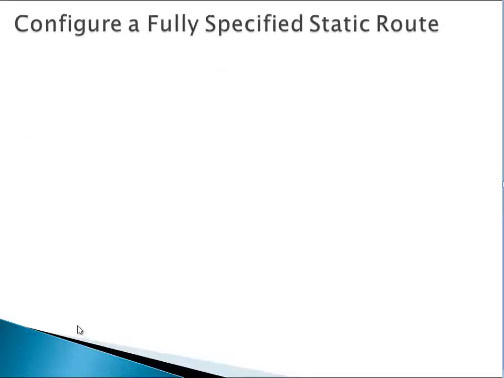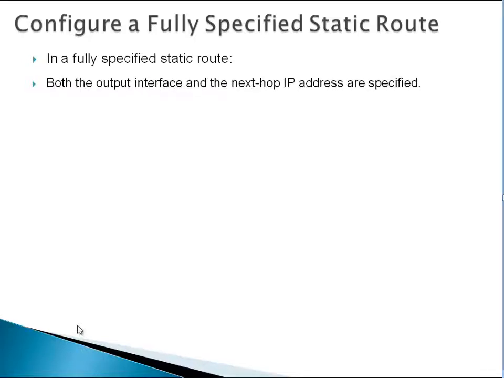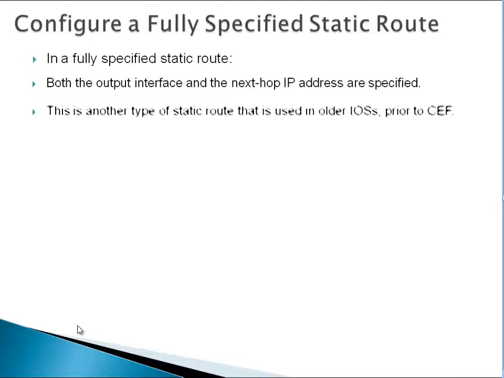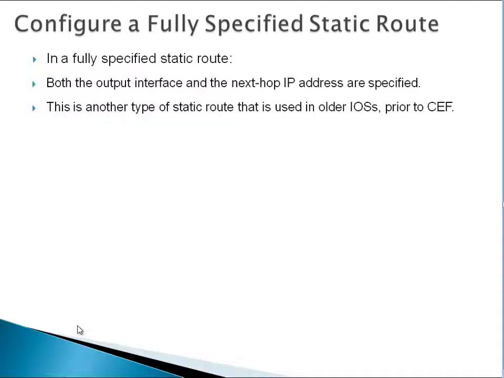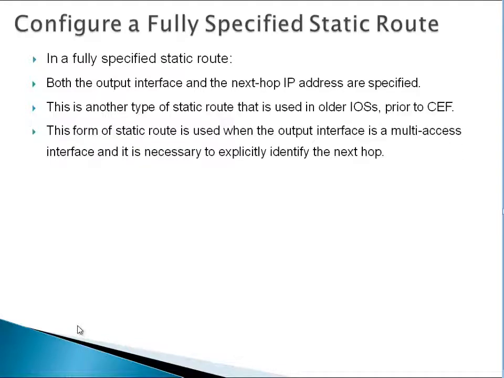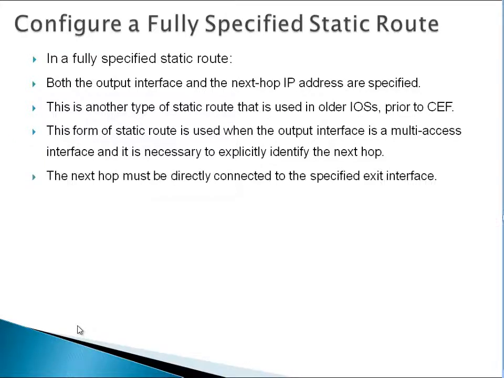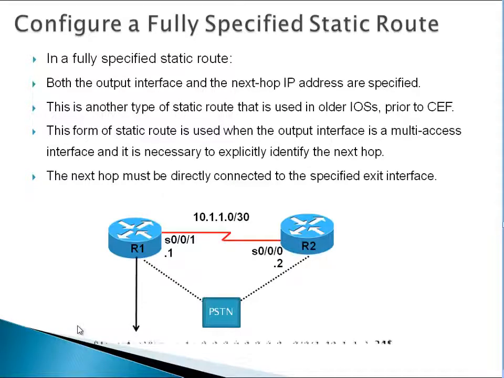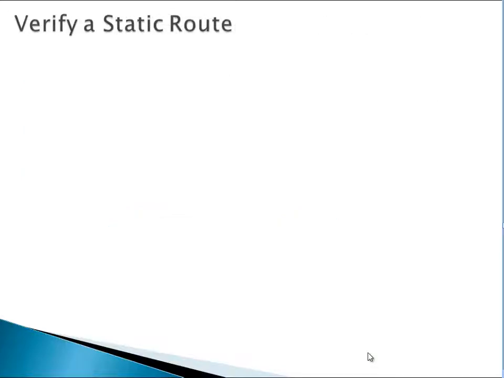Configure a fully specified static route. For example, in a fully specified static route, both the output interface and the next hop IP address are specified. This is another type of static route that is used for older IOSs prior to CEF. This form of static route is used when an output interface is a multi-access interface and it's necessary to explicitly identify the next hop address. The next hop must be directly connected to the specified exit interface. For example, in this case, we are using both the exit interface and the IP address of the next hop router.